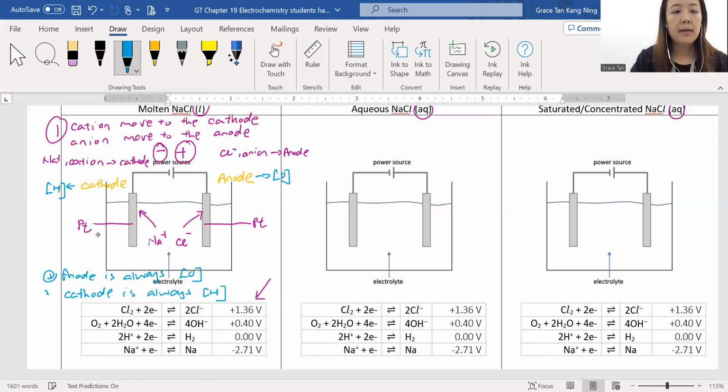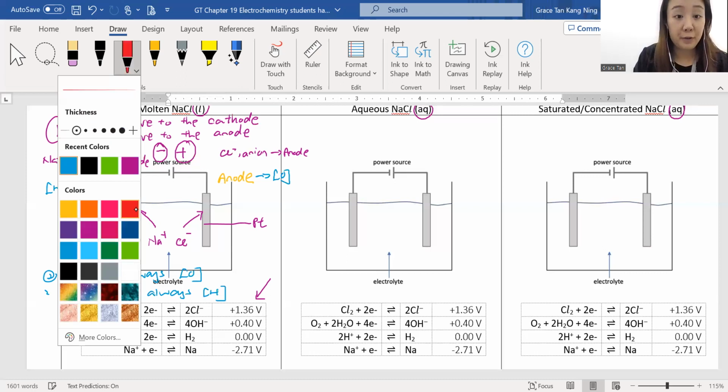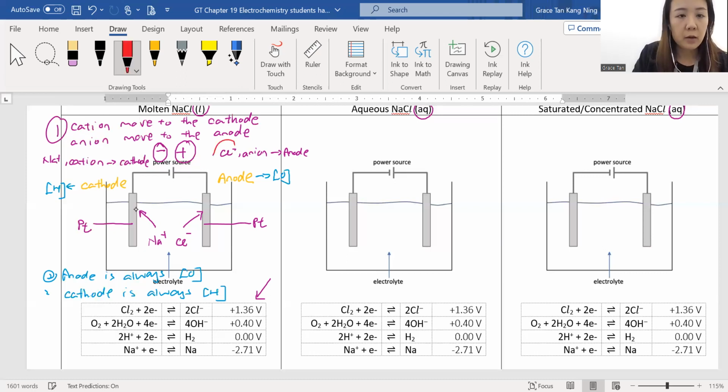Now, can we construct an equation here? Okay, now we can construct an equation. So I'm going to change to another color. Let's solve the right-hand side first. Since we know that chloride is an anion, it will move to the anode, and on the anode it will always be oxidation. Oxidation means donating electrons, hence your half equation would be like this. So you can see 2 electrons were donated.